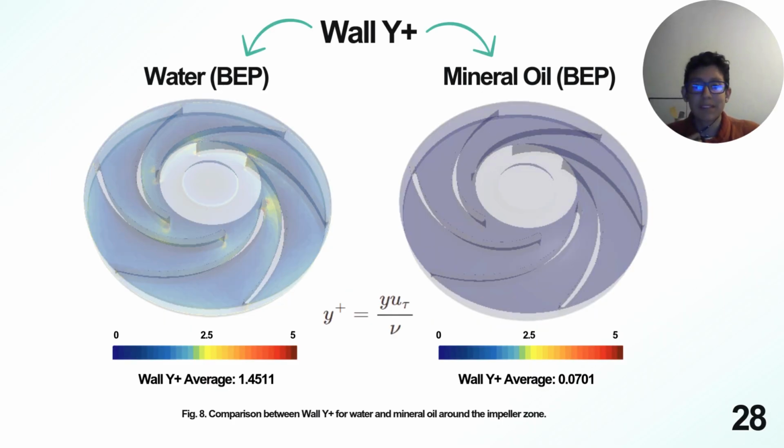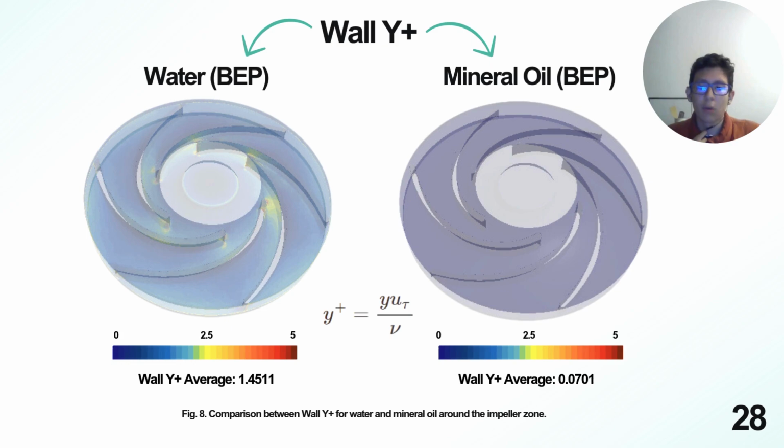Let's compare now side by side wall Y plus performance at the best efficiency point for each fluid. On the left-hand side, one can notice that there are barely orange or red values, and the average wall Y plus for the water is equal to 1.4511. And on the right-hand side, wall Y plus appears to be very low with the naked eye. It seems that there are only blue zones, and indeed, the average value for the oil here is low. It is 0.0701.